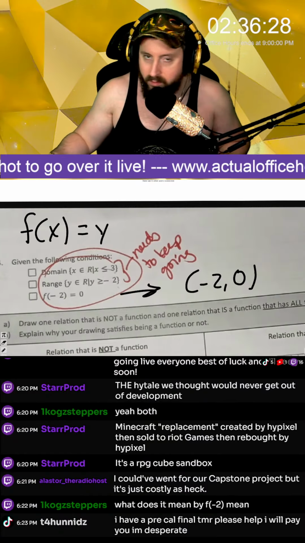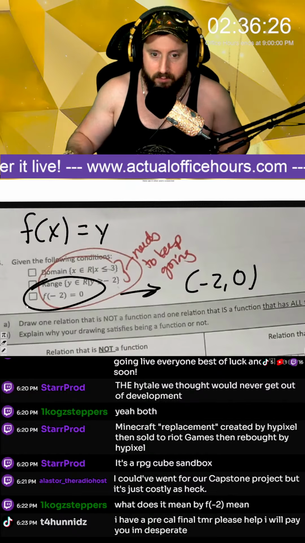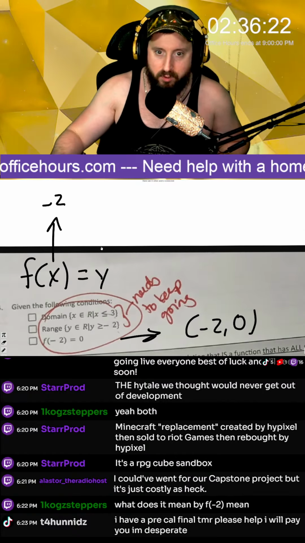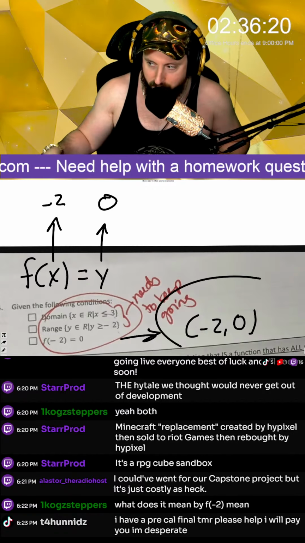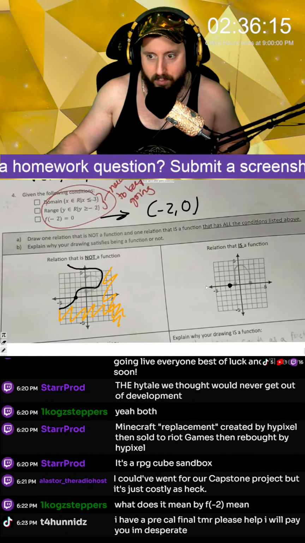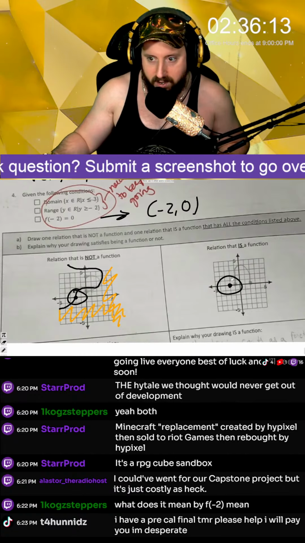So yeah, this is what f of -2 is equal to 0. This means that when x equals -2, y is equal to 0. And so that's a point. That's a coordinate. So that's why here, on both graphs, you want to put the point (-2, 0).